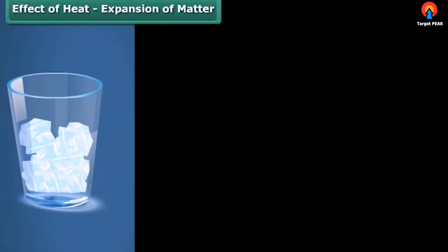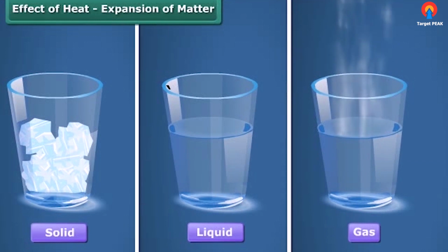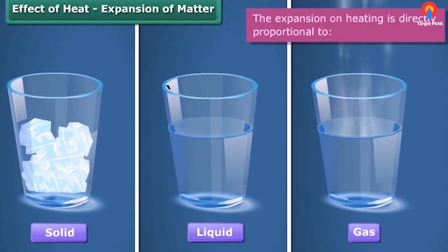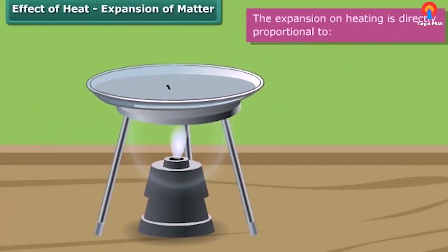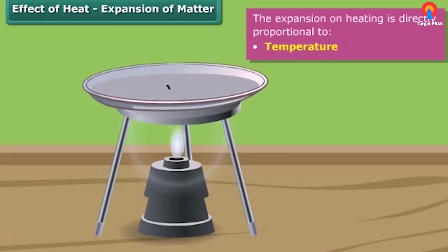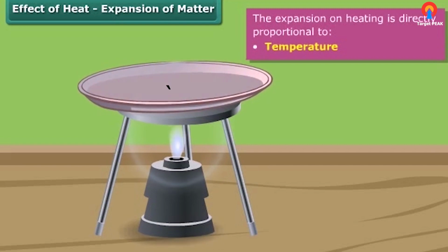Matter exists as solid, liquid, and gas. All the three states of matter expand on heating. The expansion of matter depends on the temperature through which it is heated. In this case, when we heat this plate, the higher the temperature, more is the expansion.